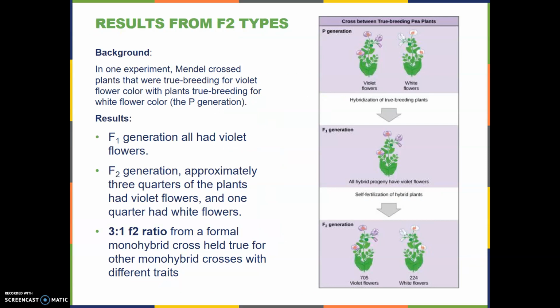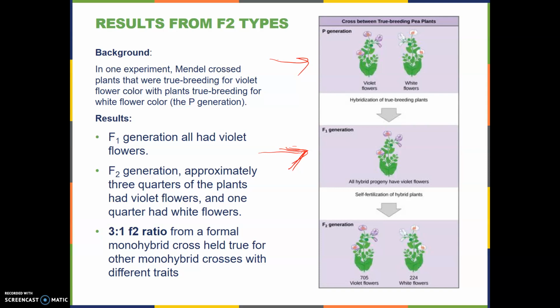So, looking at the notes, it says background: in one experiment, Mendel crossed plants that were true breeding for violet or purple flower color with plants that are true breeding for white flower color. That's our P generation. That's right here. And that's basically what he's doing is called hybridization. He's creating a hybrid of the true breeding plants. And so the F1 generation were all violet. Every single one of the offspring in the F1 generation were violet. But they were not true breeding. They were not pure.